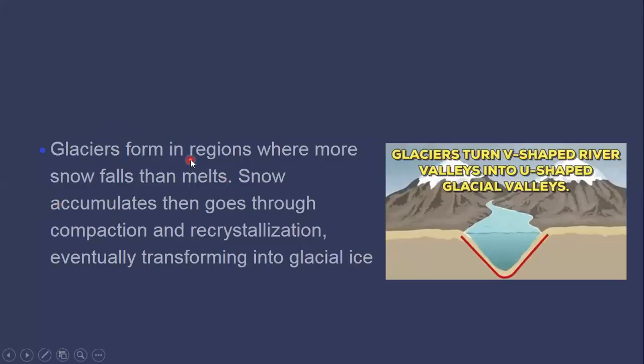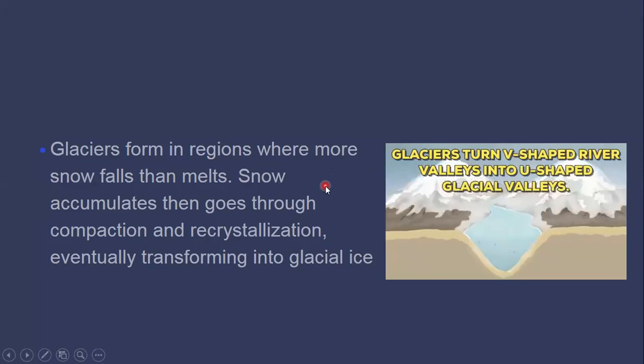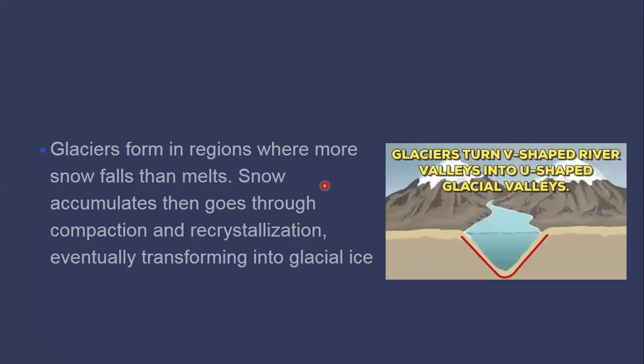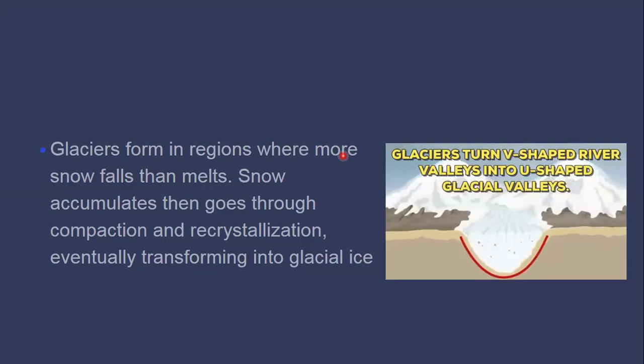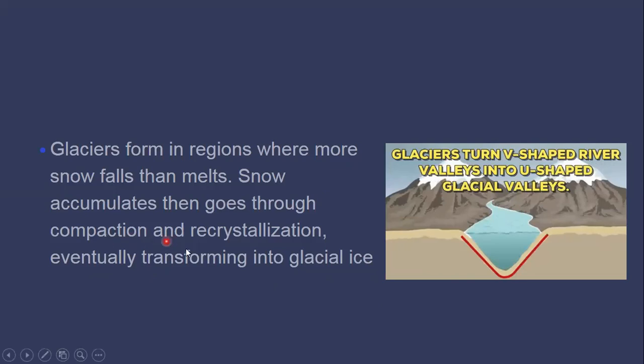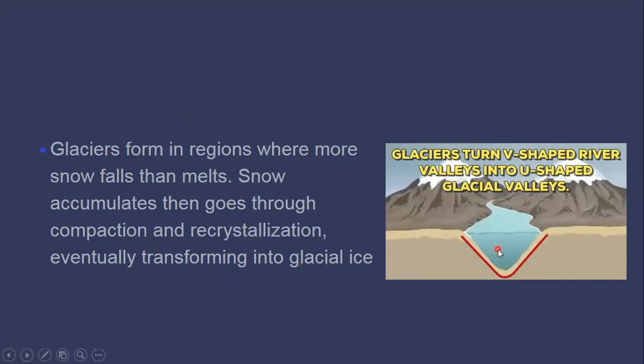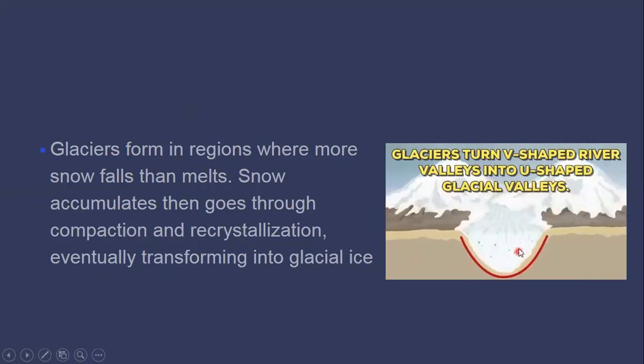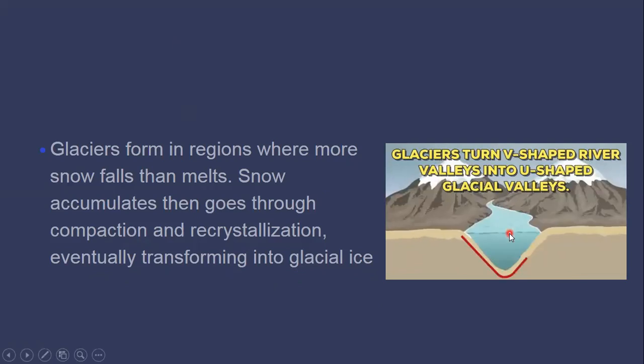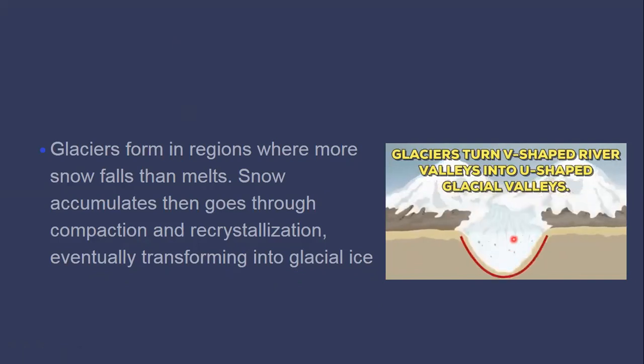Glaciers form in regions where more snow falls than melts, in very cold regions of the planet. Snow accumulates, then goes through compaction and recrystallization, eventually transforming into glacial ice. When snow falls in a body of water, it slowly compacts and recrystallizes, forming glacial ice through time.